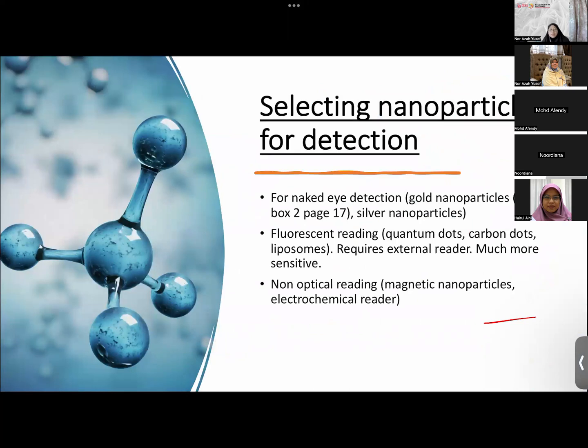Right, selecting nanoparticles. So this is also very, very important. What kind of nanoparticles that you can use for the conjugation process. Okay, so this one I would like you to refer to box 2, page 17 in the Nature Protocols. So turn to page 17 just to look at box 2.